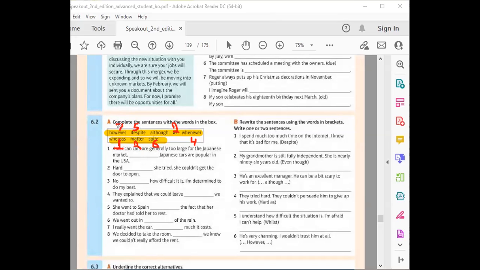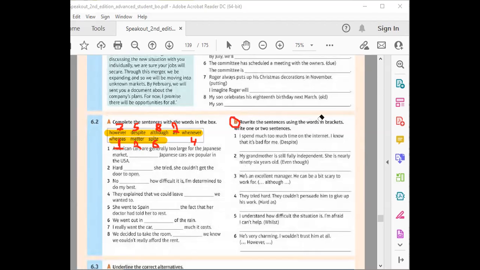And now my turn for the last one. We decided to take the room, although we knew we couldn't really afford the rent. And that really sucks, to take something you can't afford. Okay, so far so good. You can do the next one at home, and then I'll give you the answers next lesson.